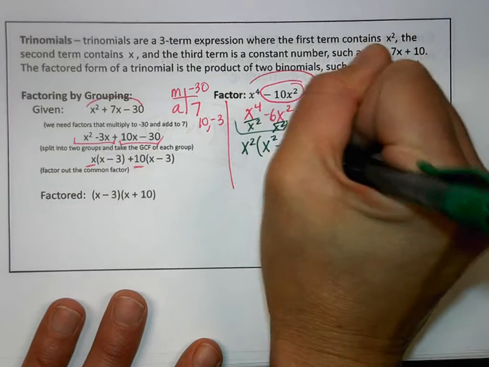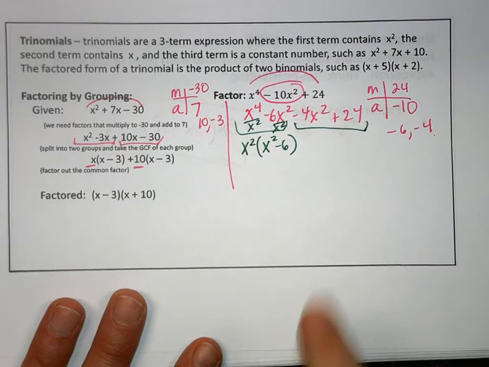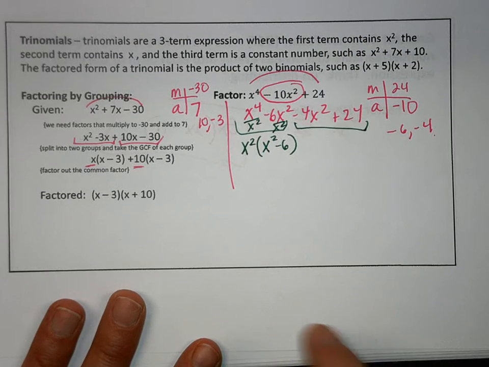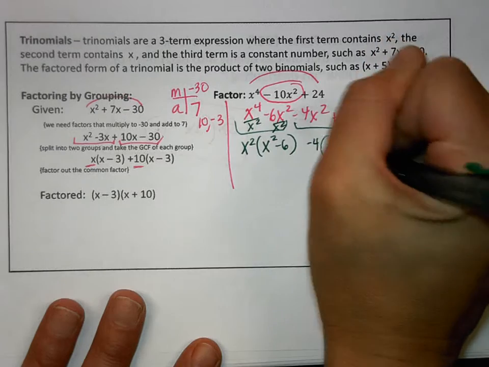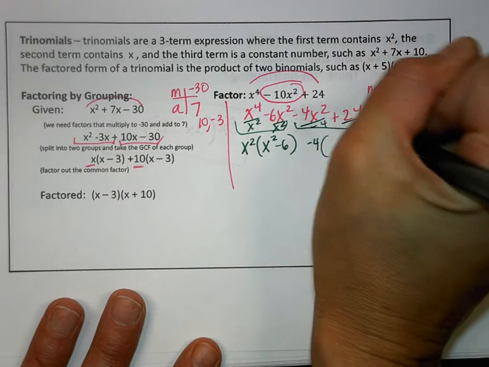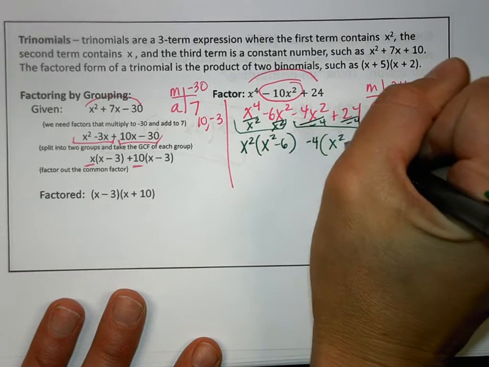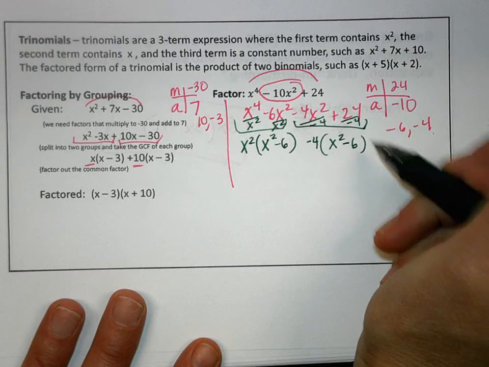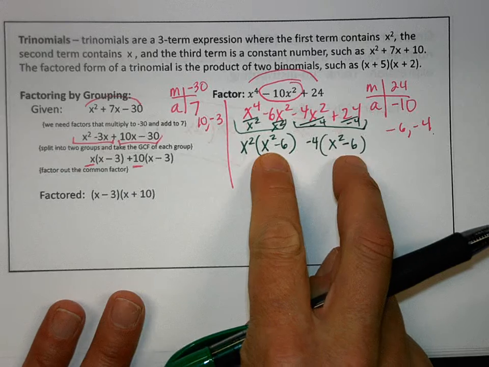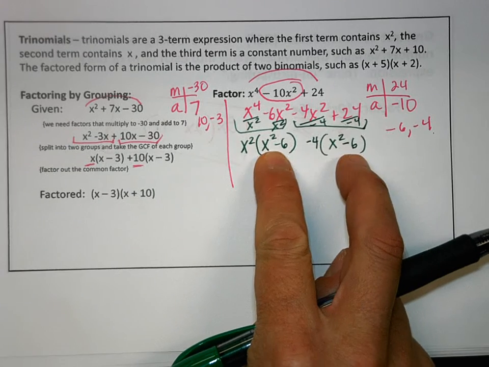Good, x squared minus 6. The GCF of the second group is what? A negative 4. And you divide each of these by negative 4, and what are you left with? X squared minus 6, because a positive divided by a negative is a negative. These should match. If they don't match, you did something wrong.